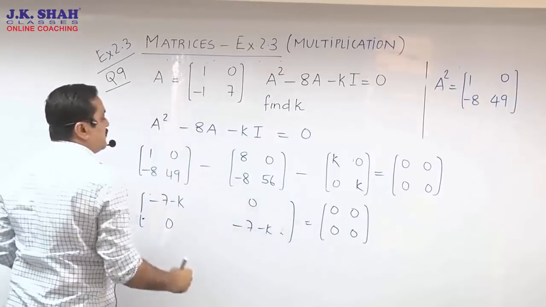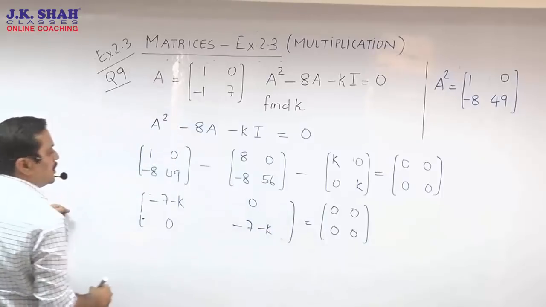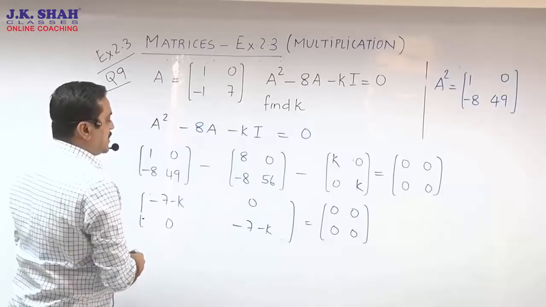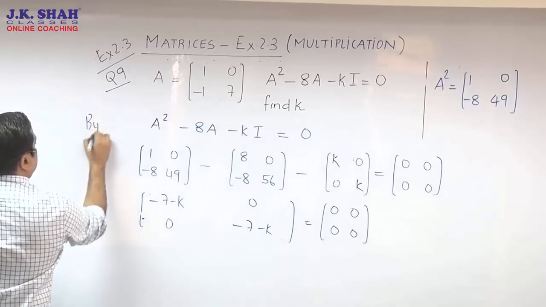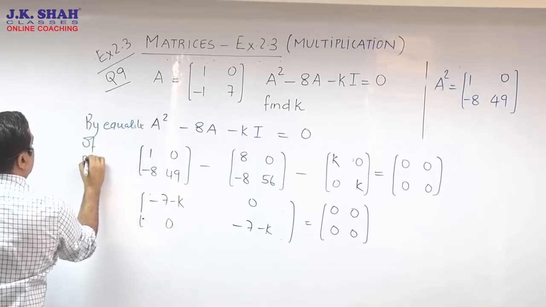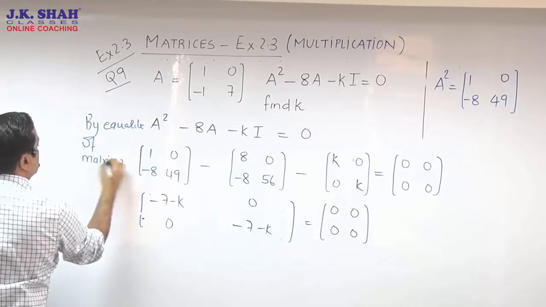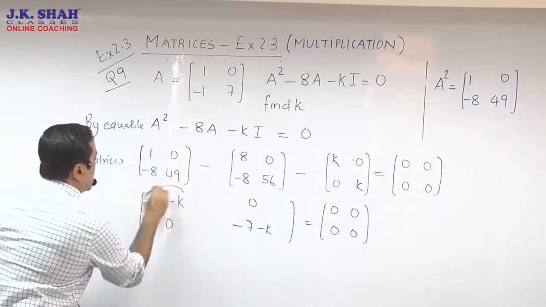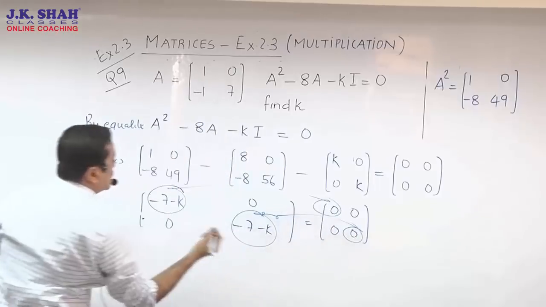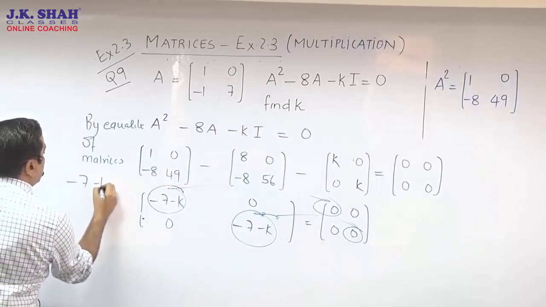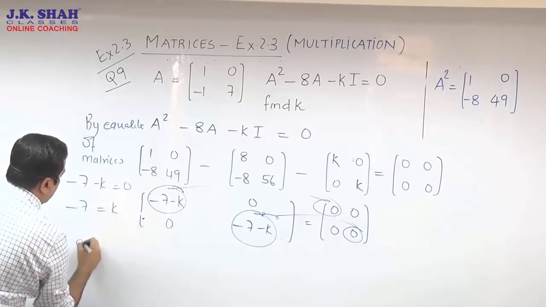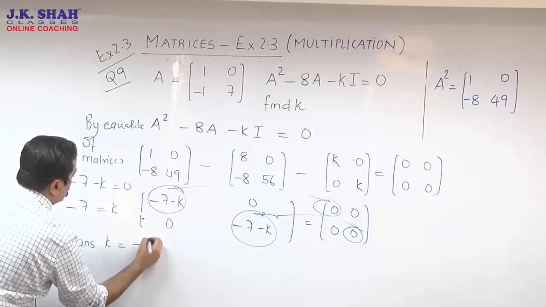If you remember my first exercise 2.3, we had equality of two matrices. Right now we can see on the board this matrix is equal to that matrix. So we say by equality of matrices, we can equate the elements, corresponding elements. I equate this to this or this to this. You understand it's one and the same. So it's minus 7 minus k equated to 0. So finally minus 7 is equal to k. My answer goes k equal to minus 7.